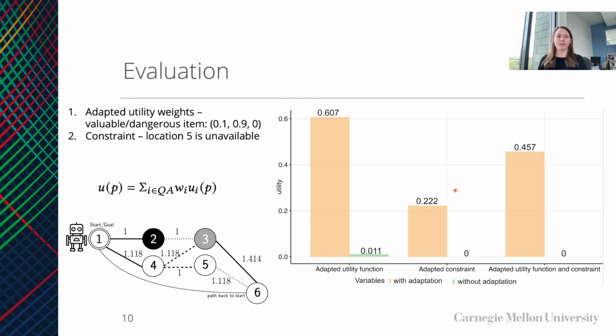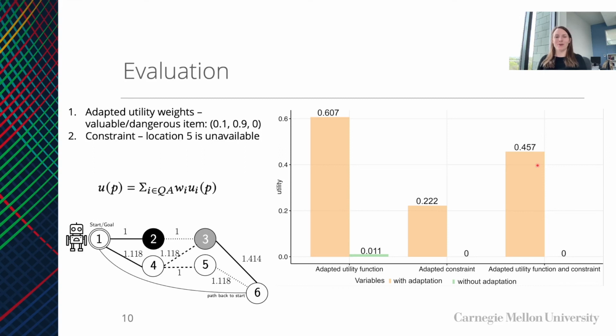And what we can see here is that if we have these different scenarios, if we adapt the utility function, then the version with adaptation leads to a much higher utility value than the one that doesn't have adaptation, just relies on stable utility function weights. And then for adapting a constraint and adapting both the utility function and constraint, we have similar outcomes, that the value of not using adaptation is much lower than if we use this quality attribute adaptation framework.